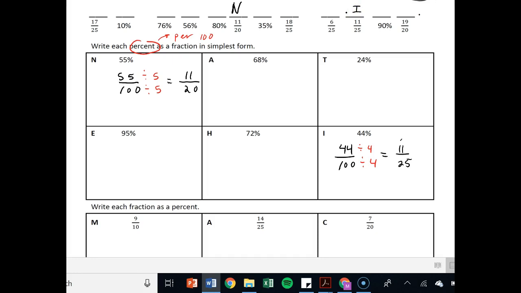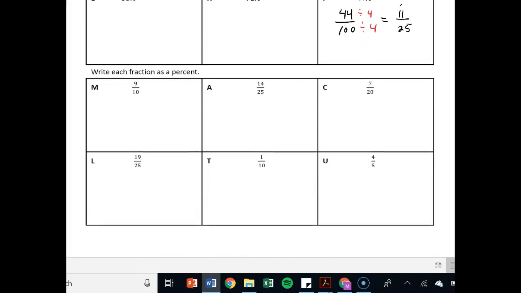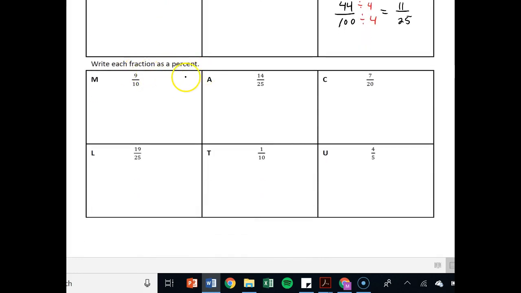All right. So the rest you're going to do, just like I have, again, using your reference sheet to try and figure out what you can divide the numbers by. The next section says write each fraction as a percent.